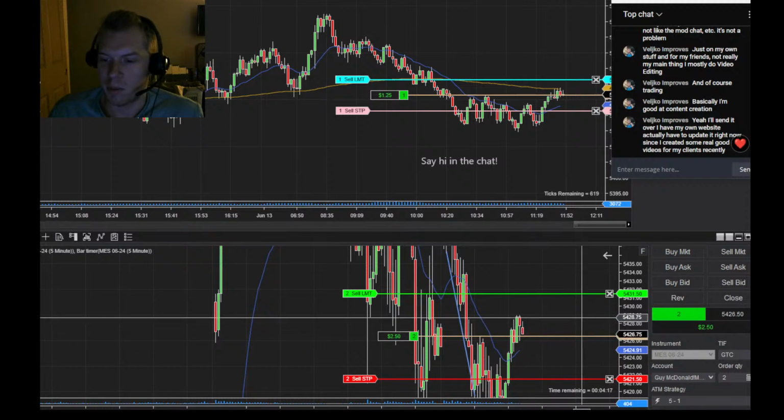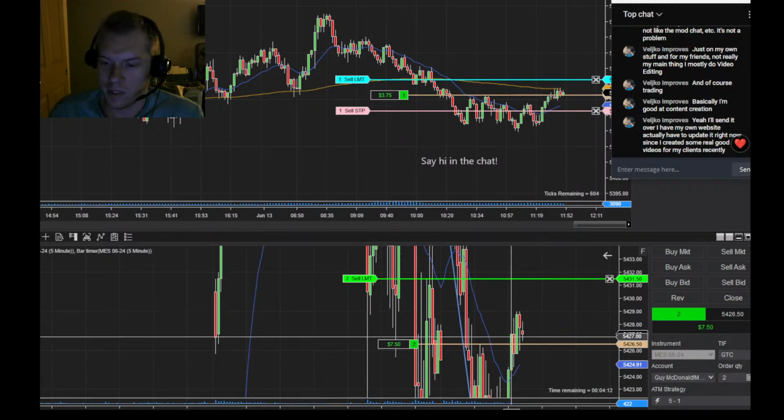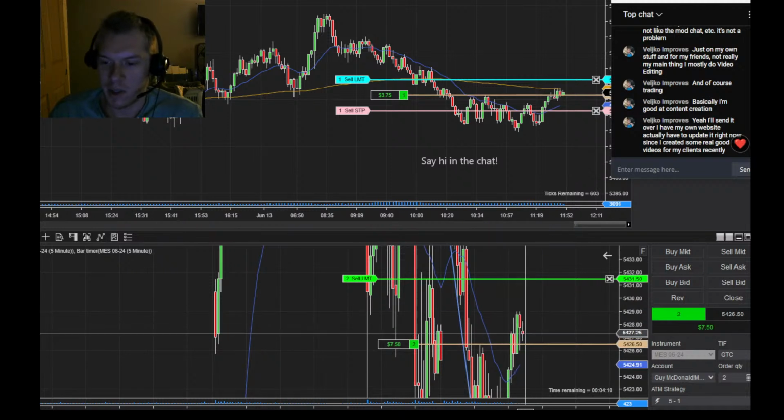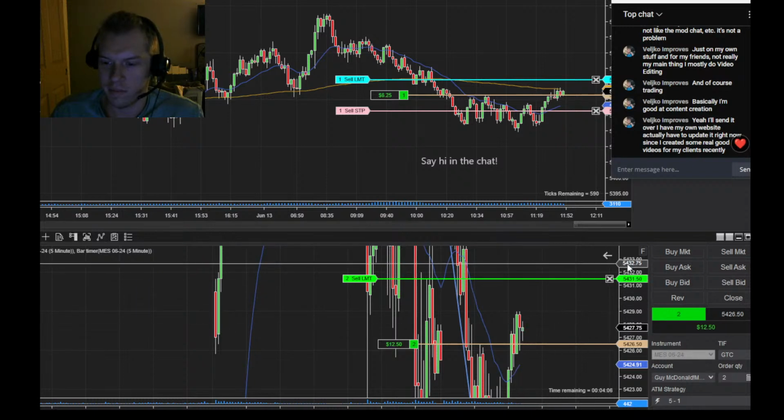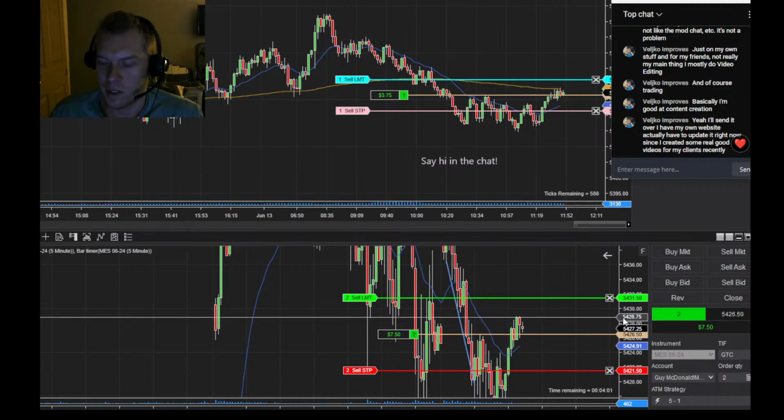It looks like this next bar will be what decides the fate of this trade. What I'm looking for is a close, at a minimum, above this bull close, and if it does that, we will stay in the trade. If not, we'll get out.